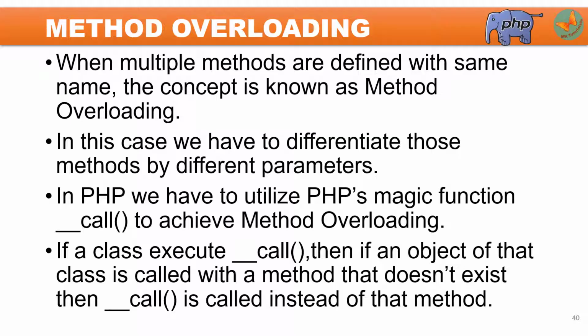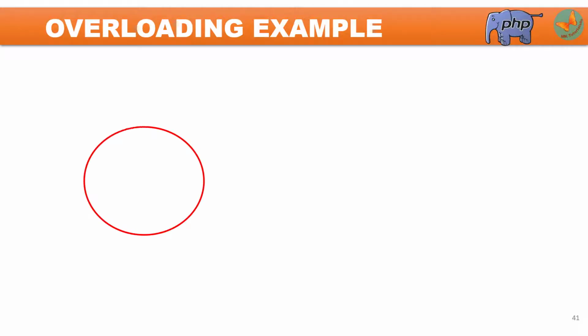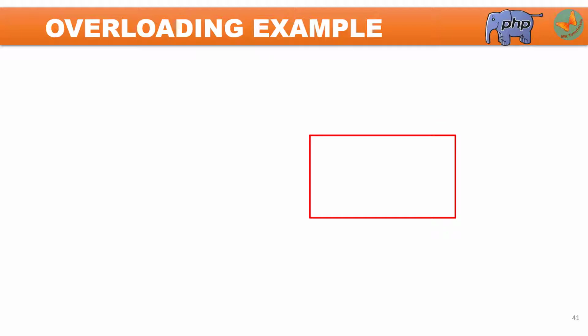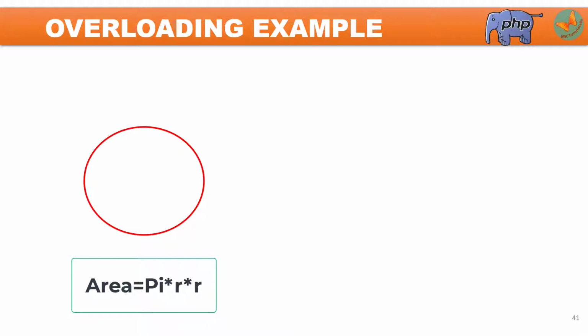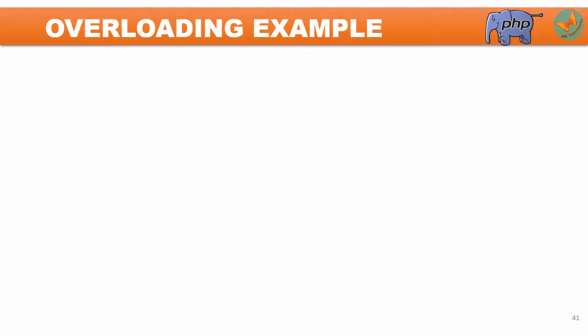Now let us try to understand with one example. I will be creating one class called Shape, and here I'll try to find out the area of a circle or rectangle by just passing a different number of parameters. For a circle, we know that only the radius is required, and for a rectangle, we know that length and breadth are required. So I will keep the name of the method the same, but I will pass either one argument or two arguments. Let us see this example.